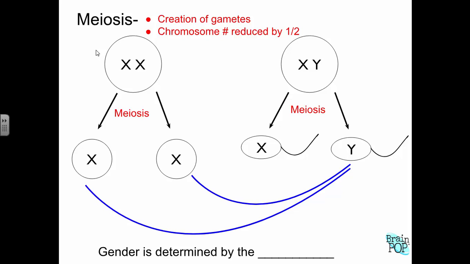So which parent actually determines the gender of the offspring? The male. Which sperm cell fertilizes the egg is what's going to determine the sex of the child. So it's the male that determines the sex of the child, because it's the sperm cell that carries either an X or a Y.